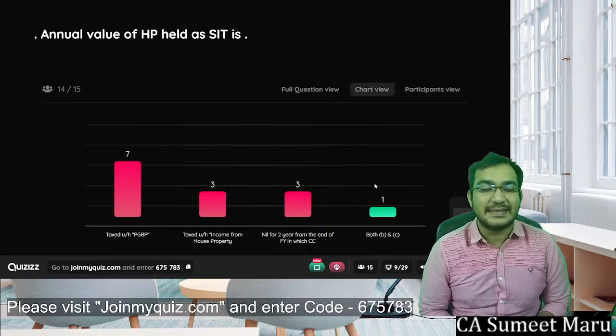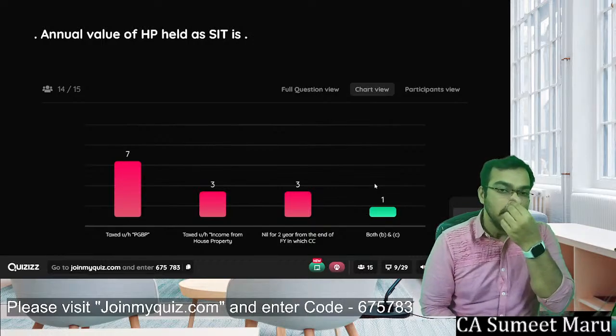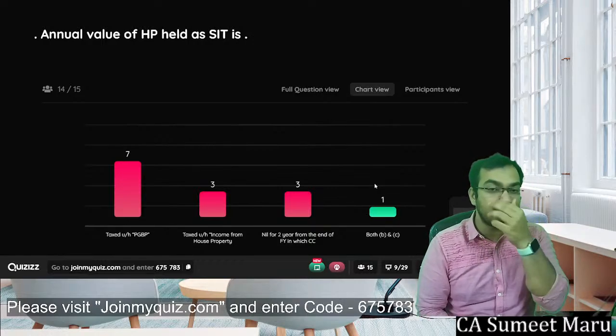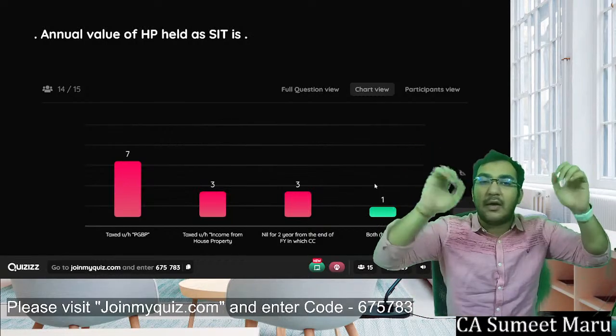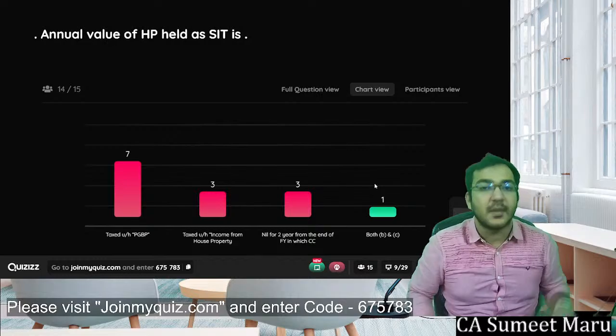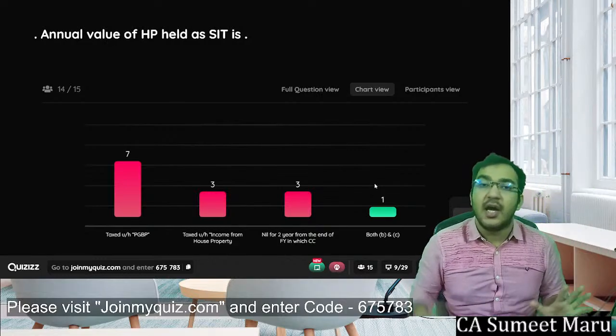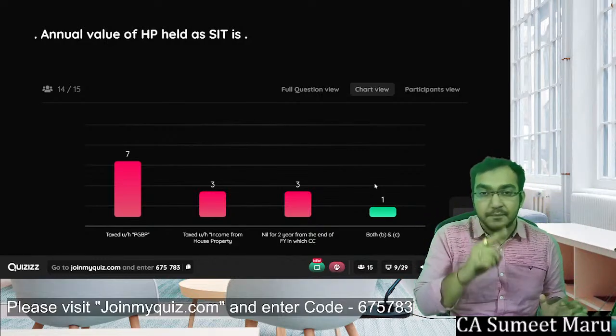Our answer is option D. Now see guys, say I am a builder. There was also an amendment to this. I am a builder. I have made say 10 flats. 5 flats I have sold. 5 flats are lying with me.